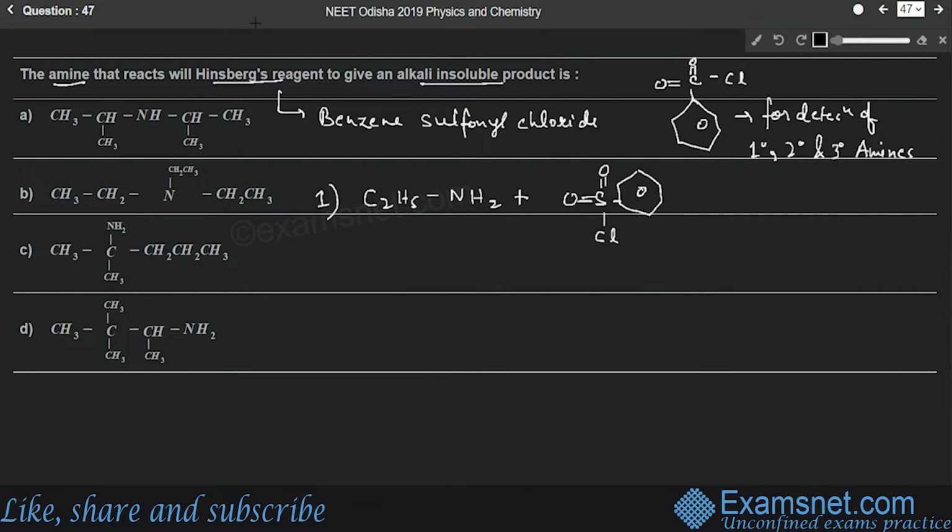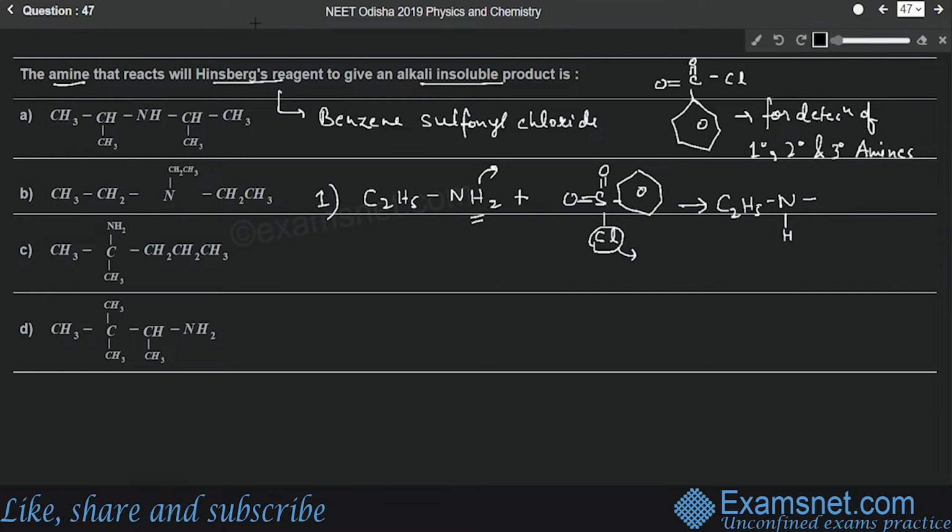So what happens during the reaction? One hydrogen from the amine will be removed, and this chlorine from the Hinsberg reagent will also be removed. So hydrogen chloride will be removed. So what will be formed? Let's have a look at the product. C2H5, then nitrogen, and one hydrogen, because from NH2 one hydrogen has been removed, so only one hydrogen is left here.